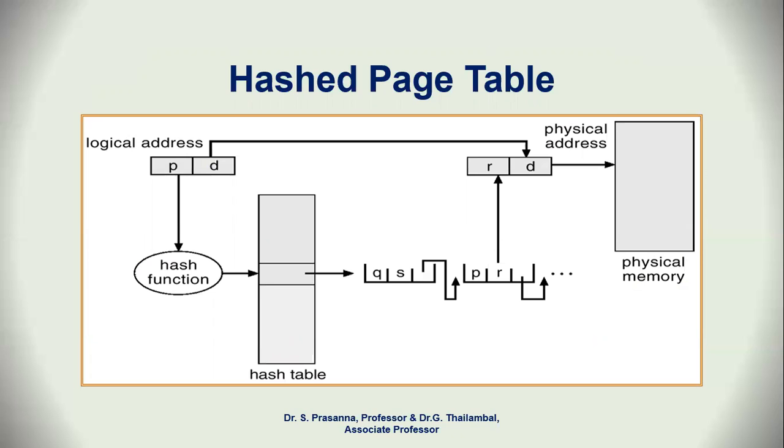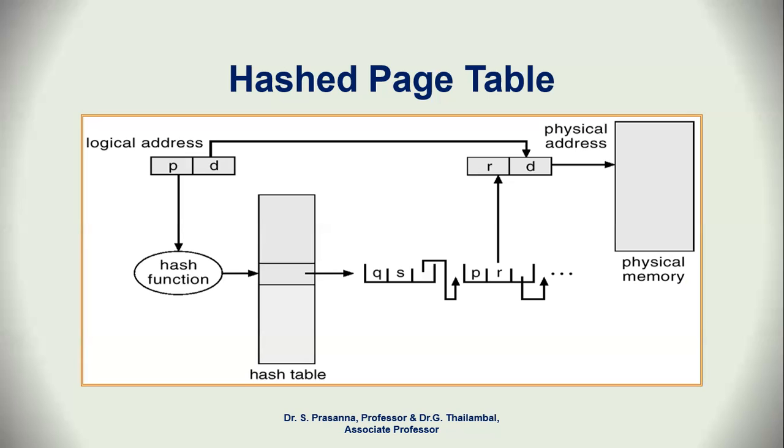And we have Q and S, the frames where your data can be stored. So you can see that in the second page, R is given. That R is the actual data you want. From that R, you can add the offset value D, so that you get your physical address. It's like a linked list. The storage happens in the hashed page table as a linked list.